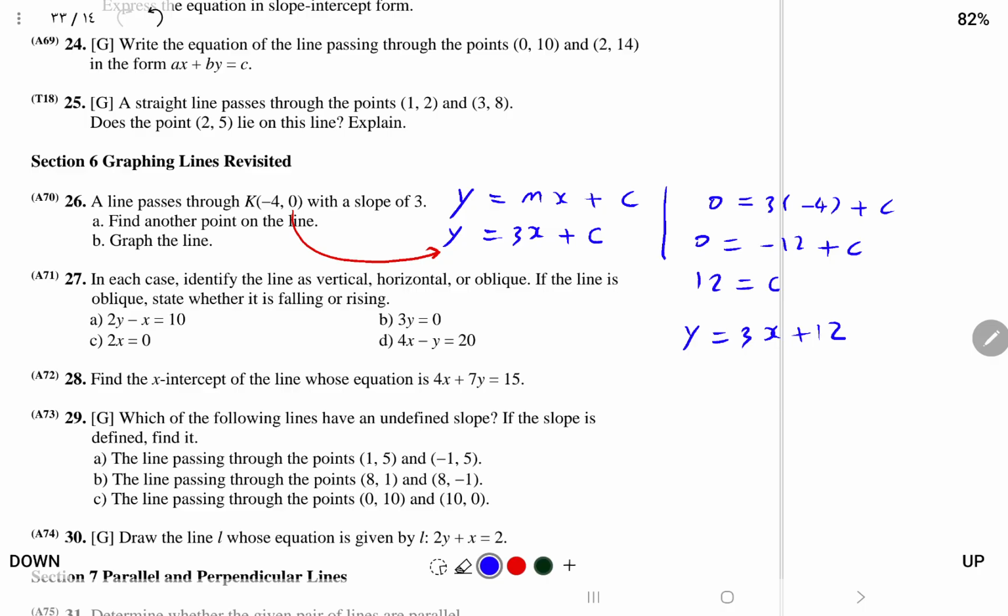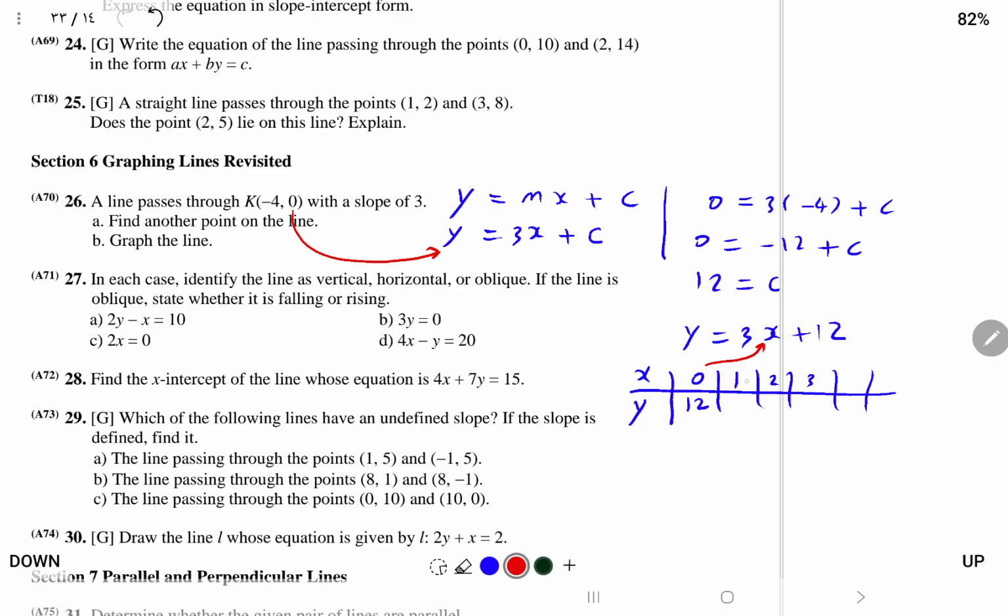To find another point on the line, we can find many points. For example, in order to find other points on the line, we can use this table. Give any value for x, 0, 1, 2, 3, and then calculate y. So first step, we replace 0 here. 3 times 0 plus 12, we get 12.